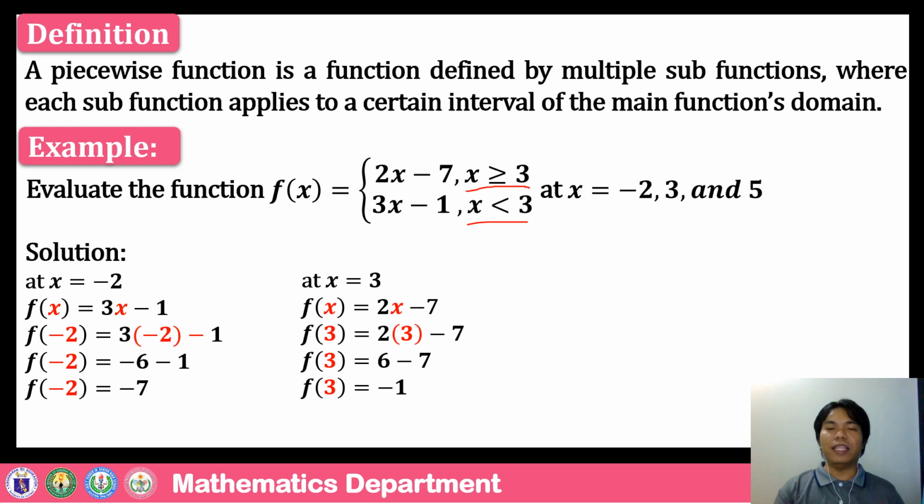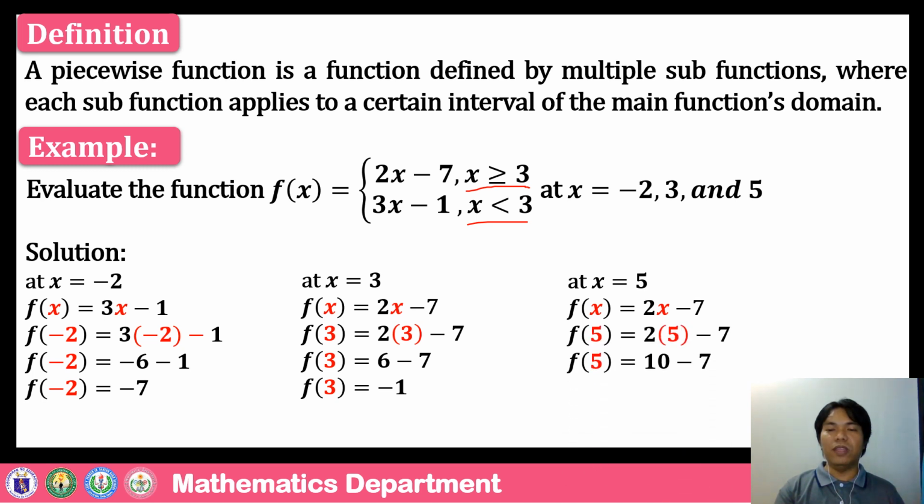At para naman sa ating pangatlong value ng x, which is x equals 5, since ito ay mas mataas sa positive 3, ang gagamitin natin dito ay yung unang sub-function pa rin natin na f of x equals 2x minus 7. At pag ni-replace natin yung ating value ng x, which is 5, magkakaroon tayo ngayon dito ng f of 5, which is equal to positive 3.